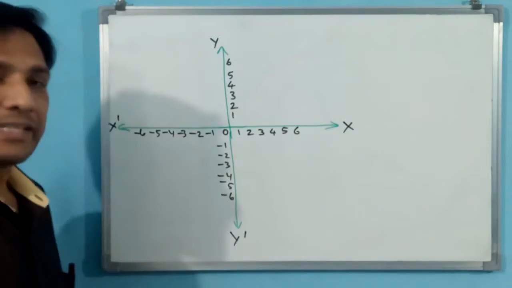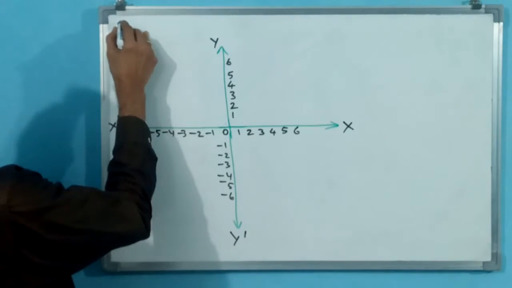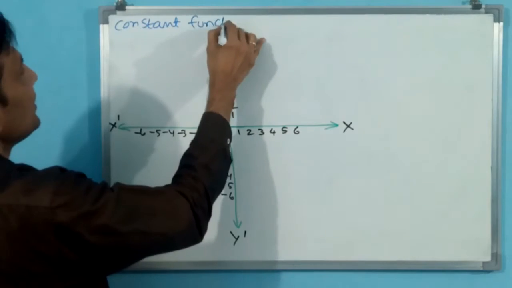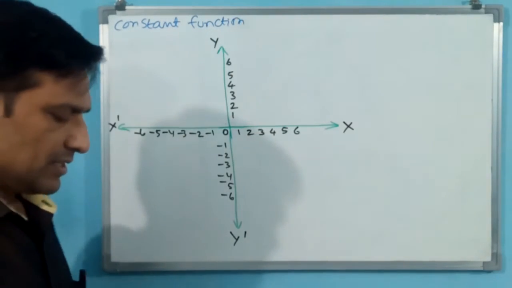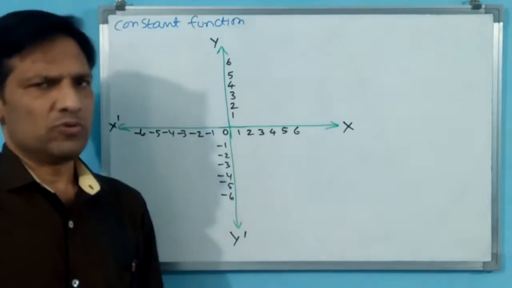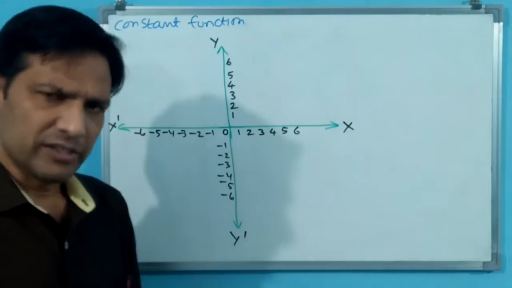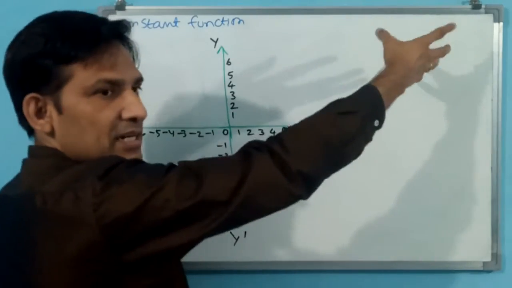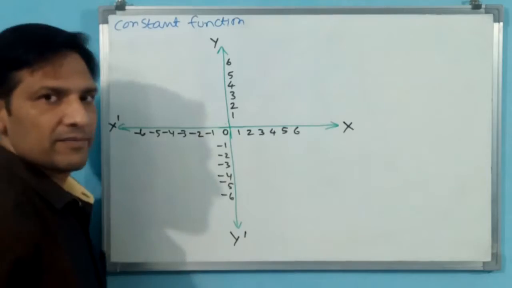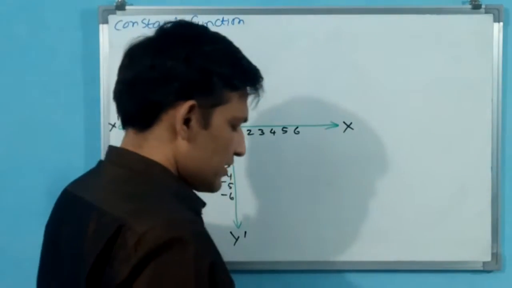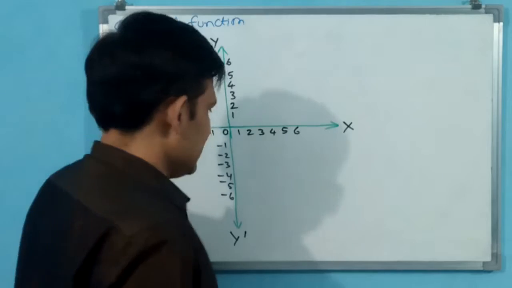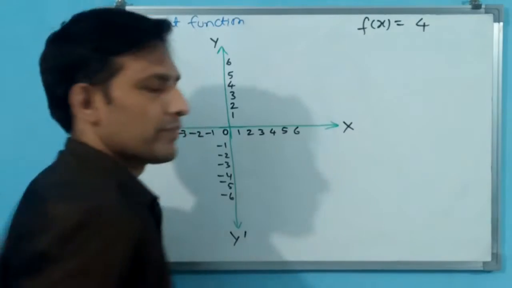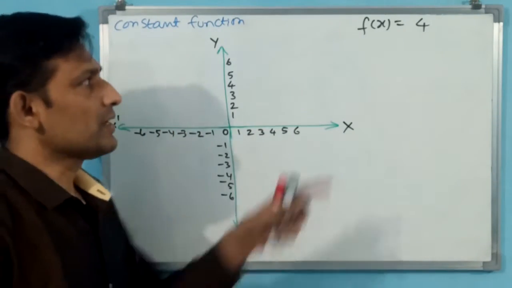Now let us understand the constant function. Here constant means the output is constant only, and that is called a constant function. Let us first understand the concept, then see the representation, domain and range, and finally the graph. See, a constant function will be like this: f(x) is equal to 4. Why? Because 4 is a constant.